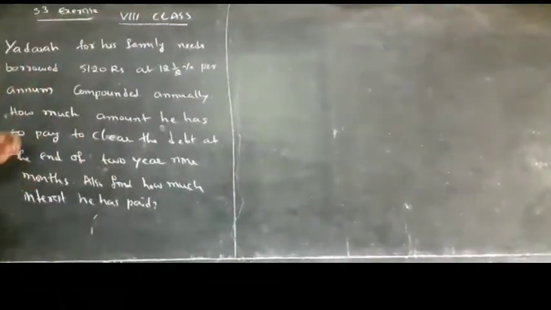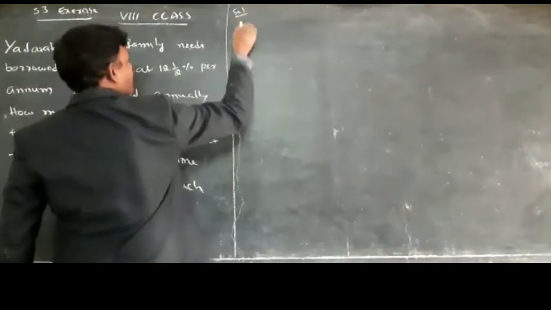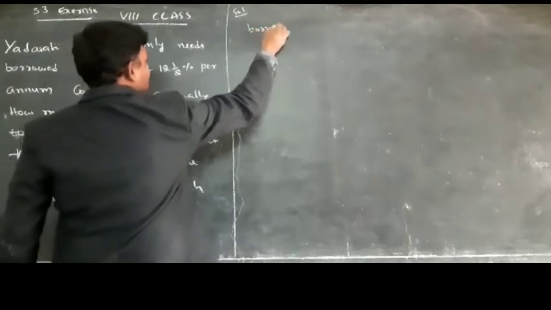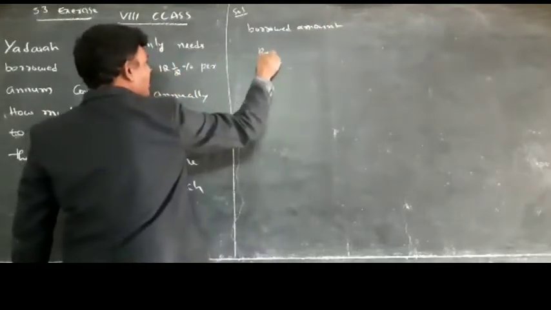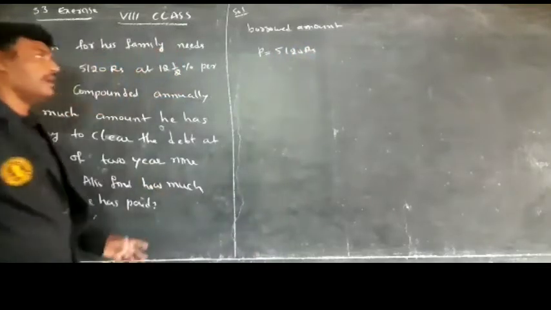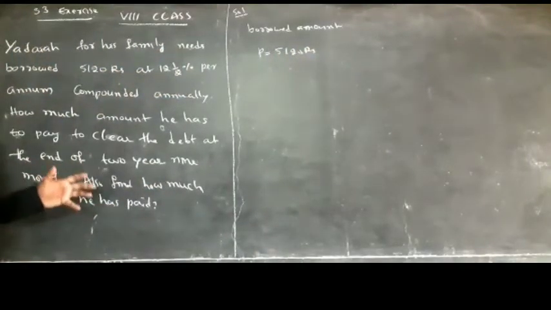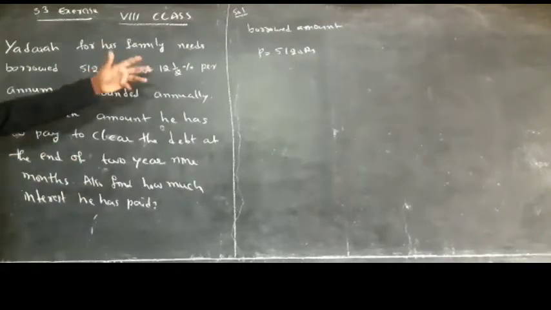So here is the question. One person, Yadaya, for his family needs, borrowed 5,120 rupees. So here is the solution. Borrowed amount is nothing but principal amount. How much? 5,120 rupees. Okay. Yadaya borrowed 5,120 rupees for his family needs at a rate of 12.5%.